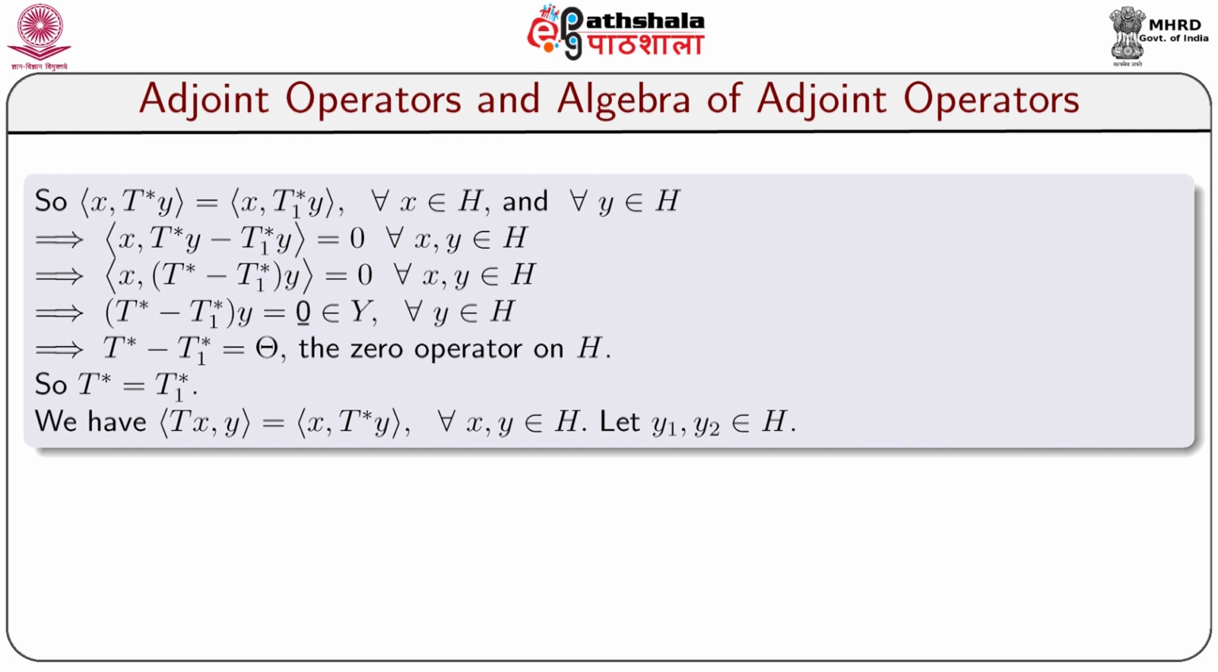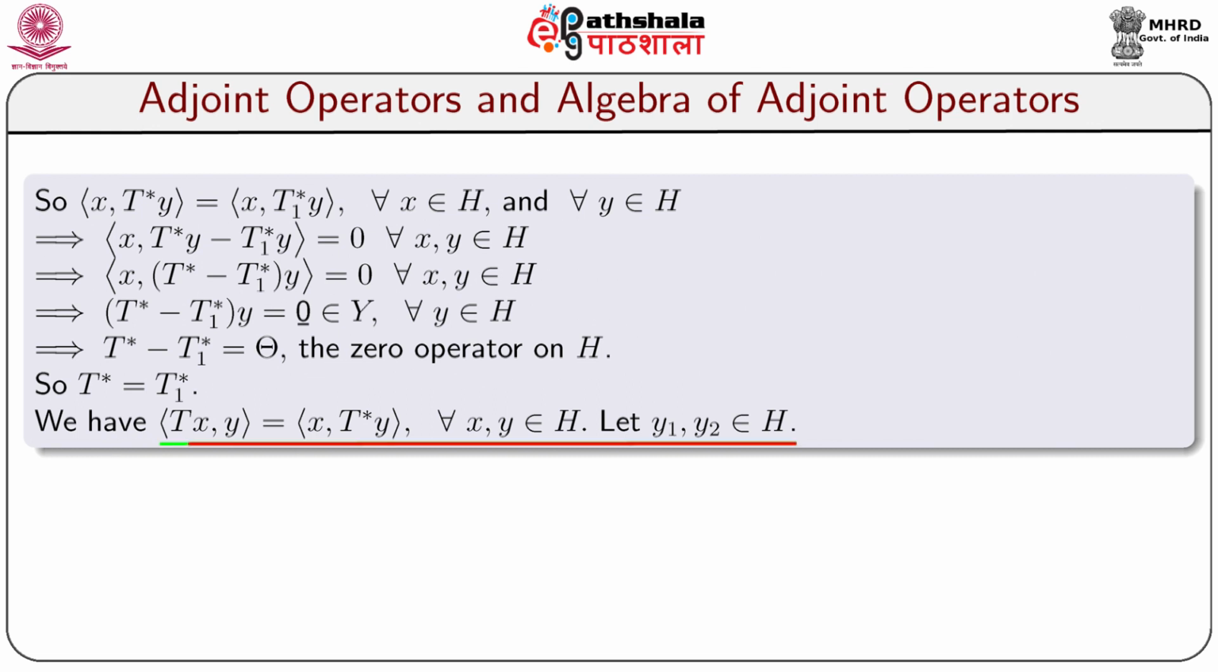which implies that inner product x comma (T star minus T1 star) y equal to 0 for all x, y belongs to H, which implies that (T star minus T1 star) y equal to the 0 vector in H for all y belongs to H. This means T star minus T1 star equal to the 0 operator on H. So, T star equal to T1 star.